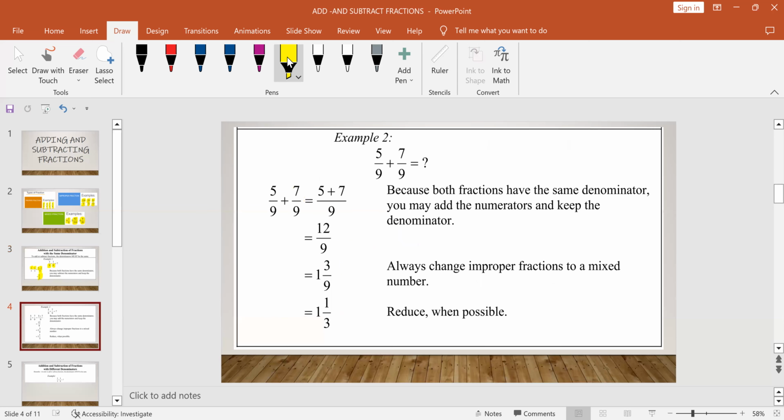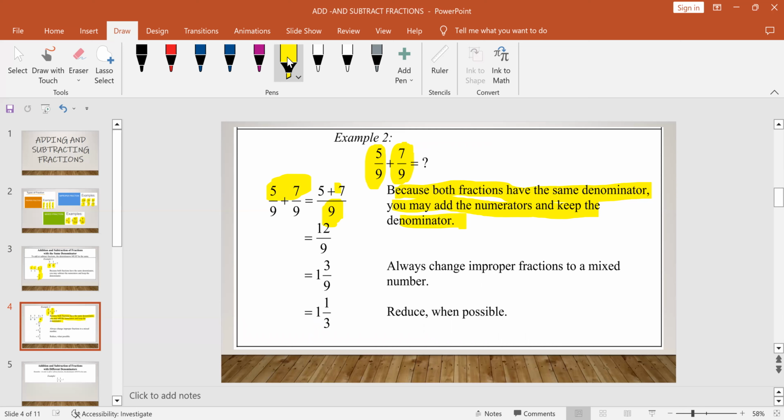Let's see another one. This is addition and we have 5 over 9 added to 7 over 9. Again, these two fractions have the same denominator. Because both fractions have the same denominator, you may add the numerators and keep the denominator. As in the previous example, here we keep the 9 and we add the top. So 5 plus 7 is 12. So we have 12 over 9.